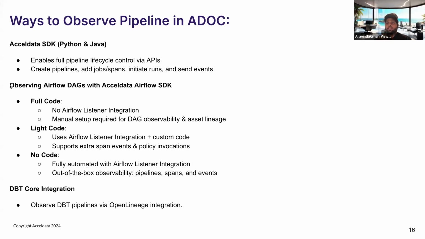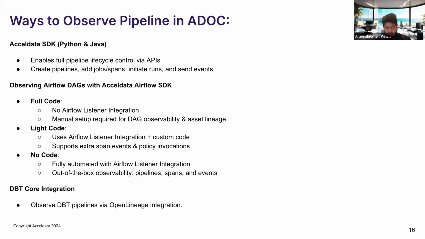And the next piece is observing Airflow tags with Accelerator Airflow SDK. Within that, we have three ways using which we can observe the Airflow code, right? First one is full code, where we'll not be using any external plugin or integration. So here manual setup is required. We'll have to import the Accelerator Airflow SDK and refactor it within your existing Airflow code, which actually allows you to observe the complete pipelines within AccelEdge. And this step allows you to do all sorts of customizations.